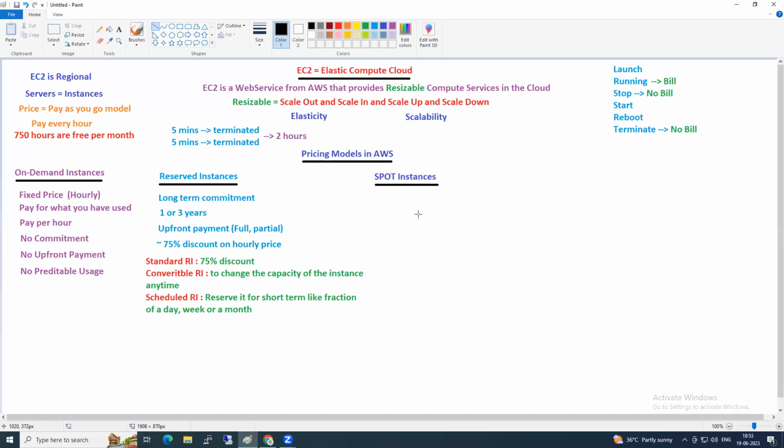So what is this? Screen is not visible. I didn't do anything. Is my screen visible? Guys, everyone? Okay. Yeah.